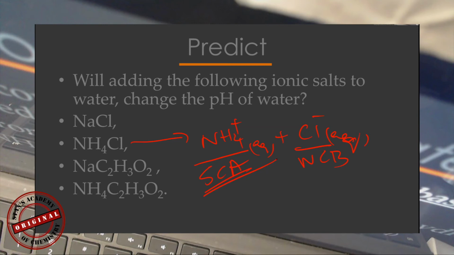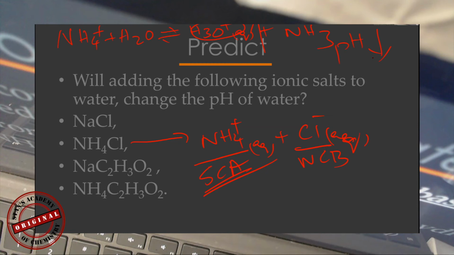Therefore, there will be hydrolysis. The answer should be NH4 positive is a strong conjugate acid. Therefore, it will undergo hydrolysis. And then you can write the equation for hydrolysis. NH4 positive plus H2O reversibly gives you H3O positive AQ plus NH3. So in this case, the H3O positive went up, therefore pH will go down. So you should be able to write an equation for this, and you should be able to make the prediction.